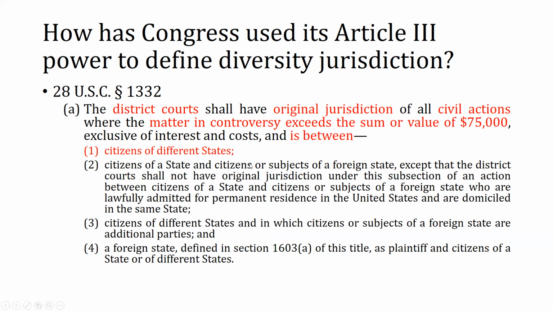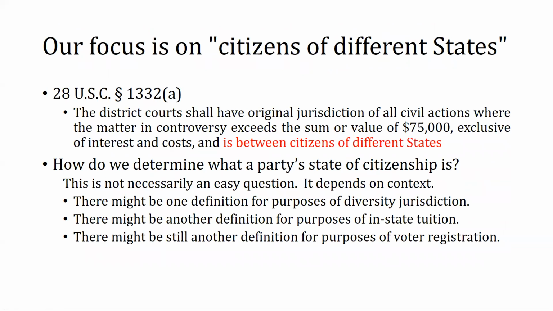Okay, so now let's consider how to actually determine citizenship. We have the basic idea of diversity of citizenship. Now we need to figure out, okay, how do we figure out what the citizenship of a party actually is? Our focus here is on the phrase citizens of different states. Within 28 USC 1332(a), when we say the matter in controversy is between citizens of different states, how do we determine what a party's state of citizenship actually is? And it's not as easy as it sounds necessarily.